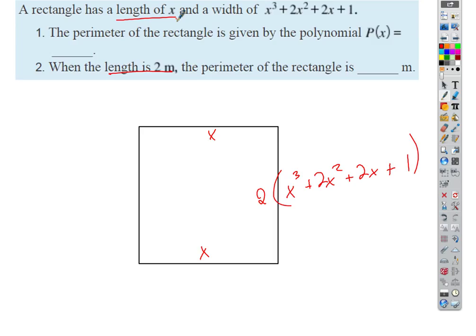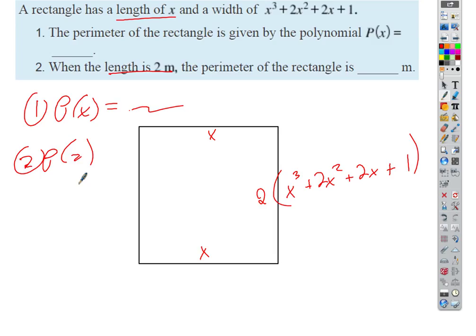Yeah, what am I going to plug in for x? 2. That's telling me that x is 2. So in part 1, I've got p of x equals something, right? In part 2, really all I'm doing is evaluating that at 2, right? I'm going to calculate p of 2. So plug 2 in for all the x's and just evaluate that expression and see what number I get, right? Make sense? Okay? All right.